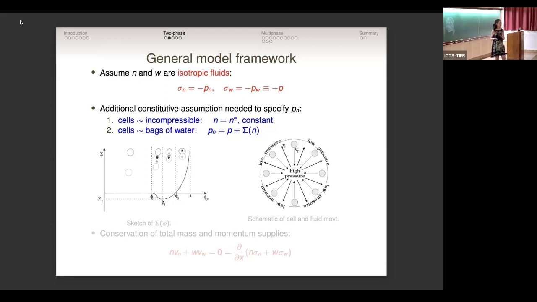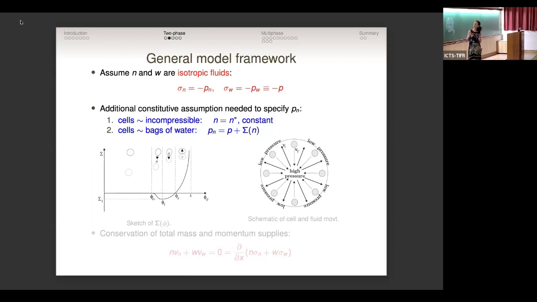Another choice you could make is, do you know what? I think cells are quite like water. And so I'm going to make an assumption that cells are effectively bags of water plus a bit. And the plus a bit is what makes a cell not just a bag of water, and that's captured by this function sigma of n. And this kind of says something about the way cells interact with each other, right?